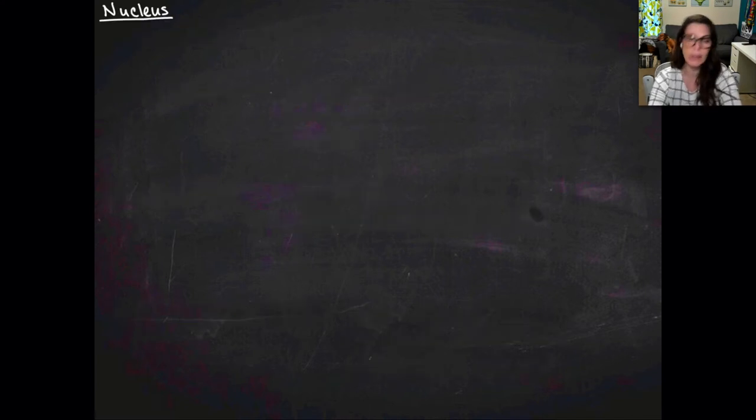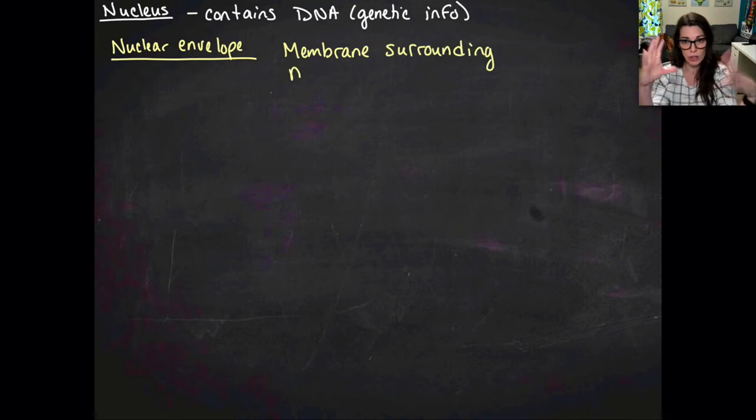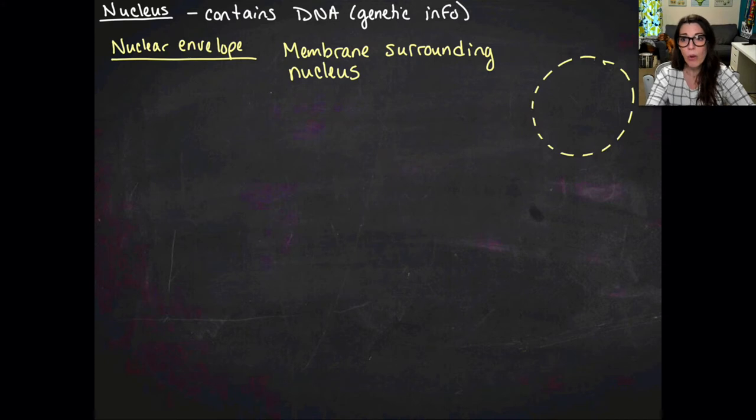So let's start with the nucleus, because that's kind of the part of the cell that you're the most familiar with. The nucleus contains the DNA, so it's where we store the genetic information of a cell. And we have the three parts, like I just said. You have the nuclear envelope, which is a membrane that surrounds the nucleus. That's all it is. And it has pores in it. So it's got little openings, and those pores allow things in and out of the nucleus. Not everything, it's selectively permeable, only certain things.